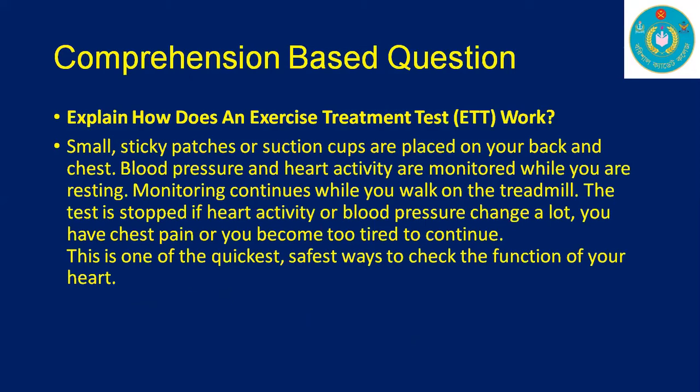Comprehension-based question: explain how an exercise tolerance test, that is ETT, works. Small sticky patches or suction cups are placed on your back and chest. Blood pressure and heart activity are monitored while you are resting. Monitoring continues while you walk on the treadmill. The test is stopped if heart activity or blood pressure changes a lot, you have chest pain, or you become too tired to continue. This is one of the quickest, safest ways to check the function of your heart.